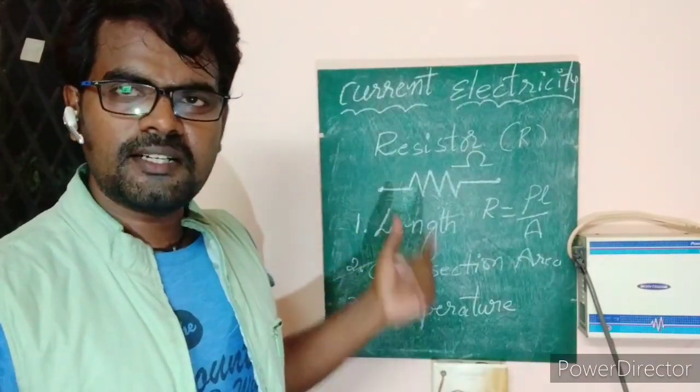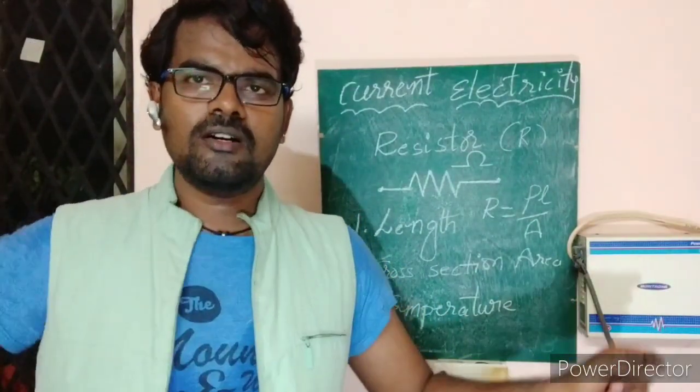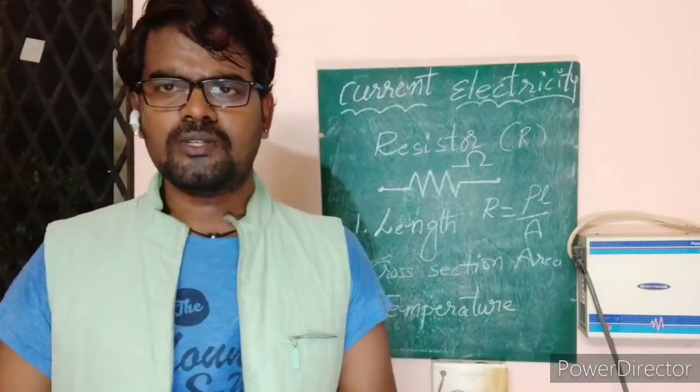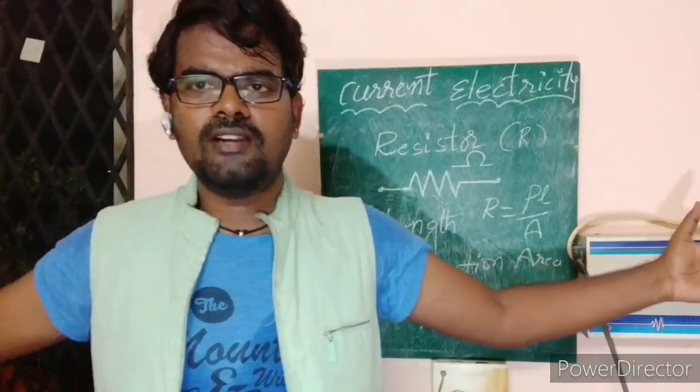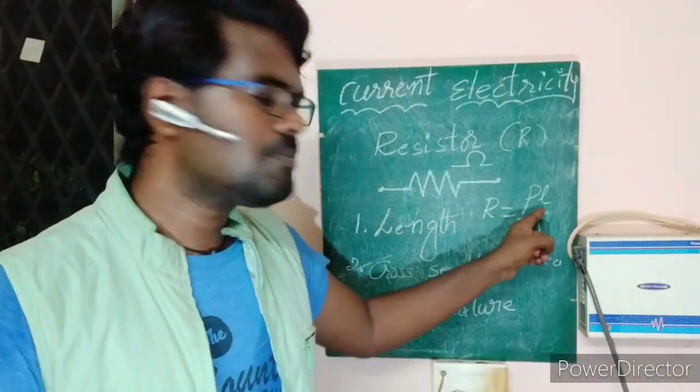If the length of the conductor is more, for example, we are passing current for a very long distance using a single wire, each and every material consists of resistance. If the length is increased, automatically what will happen? The resistance value will increase. So directly proportional: R is directly proportional to L.